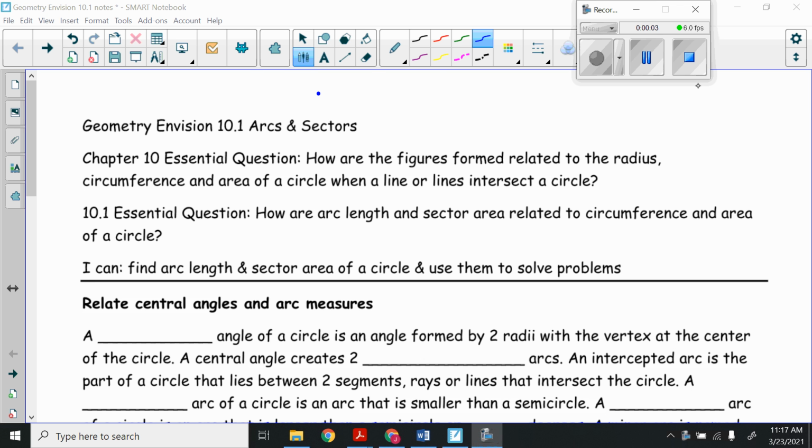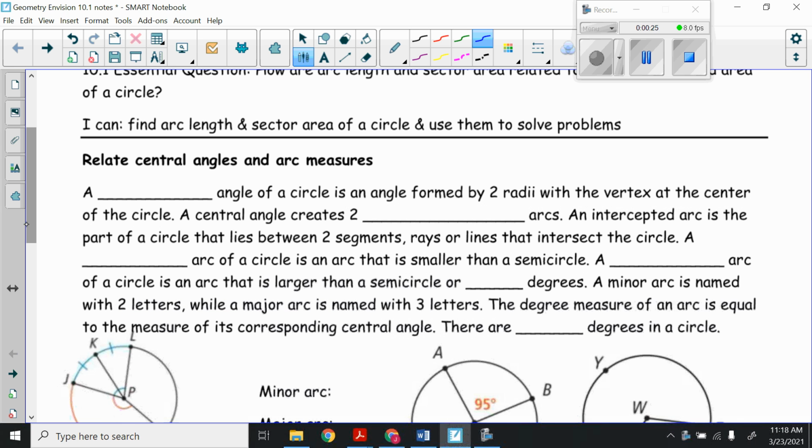Today in geometry, we are looking at Envision, section 10.1, arcs and sectors. Our central question for today: how are arc length and sector area related to circumference and area of a circle? After today, you should be able to find arc length and sector area of a circle and use them to solve problems. So let's start out with some vocabulary again.